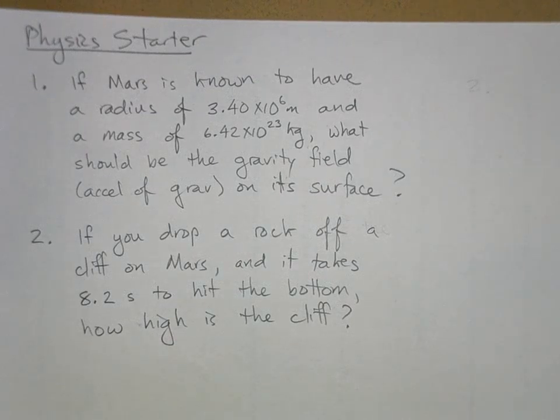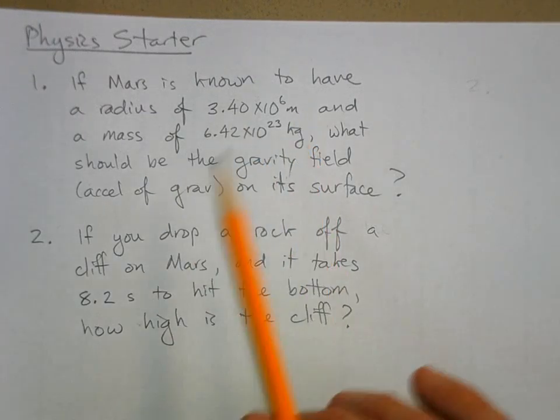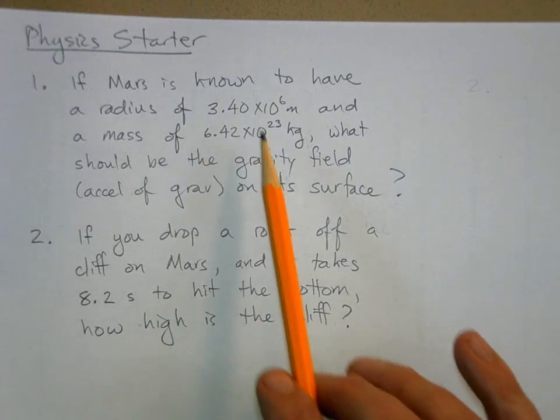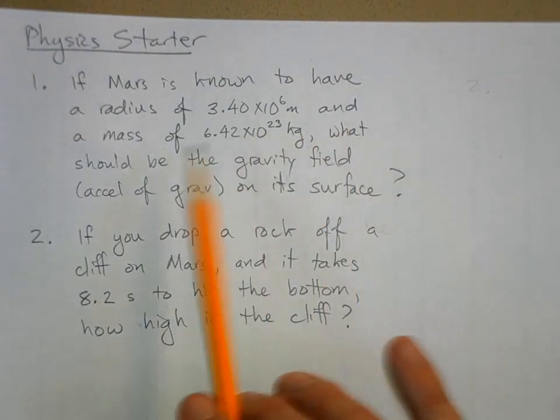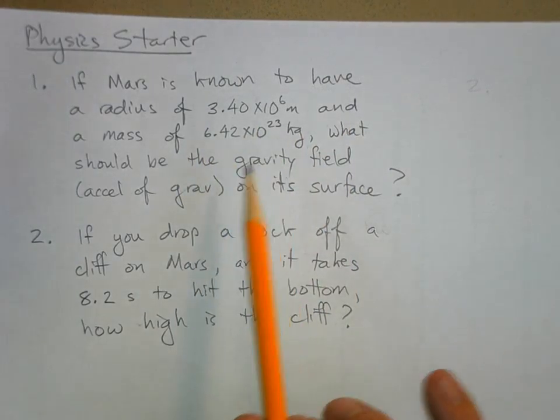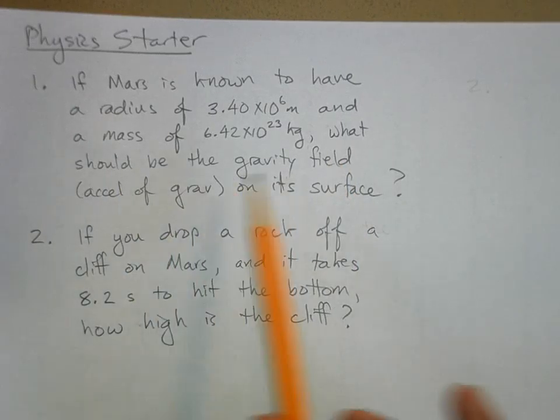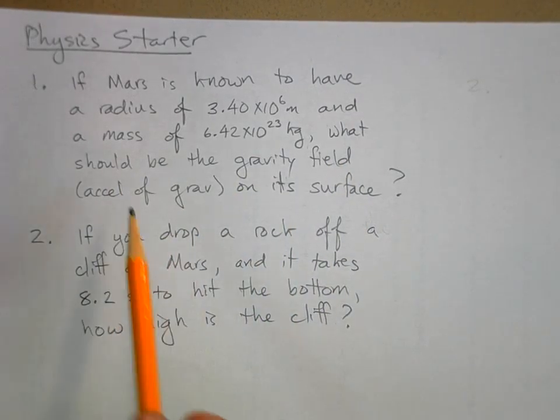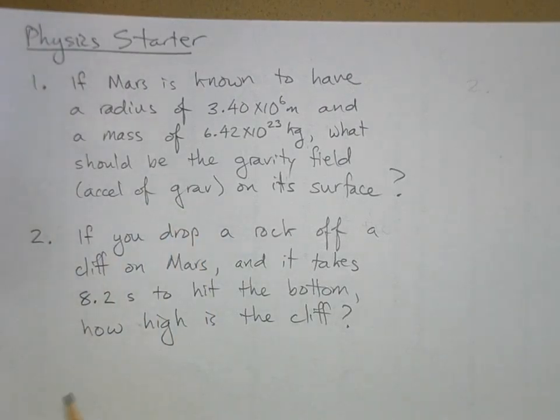Here's our starter for today. If Mars, as in the planet, is known to have a radius of 3.4 times 10 to the 6 meters and a mass of 6.42 times 10 to the 23 kilograms, what should be the gravitational field on its surface? Or, in other words, the acceleration of gravity on its surface. And knowing that, if you drop a rock off a cliff on Mars, and it takes 8.2 seconds to hit the bottom, how high is the cliff?